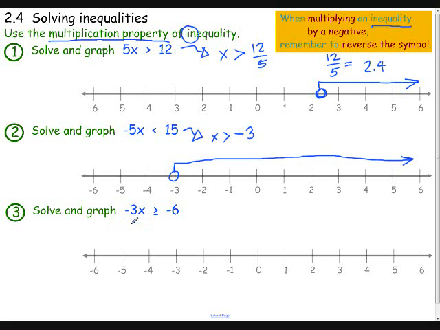Solve and graph this one. Here again, I'm going to be multiplying by a negative 1/3. So this will become x. I'm going to reverse the symbol. You agree? This time, my boundary at 2 is going to be solid, because we are including a 2. It could be equal to 2. It's either equal to 2 or it's less than 2. So it's going to graph like that.